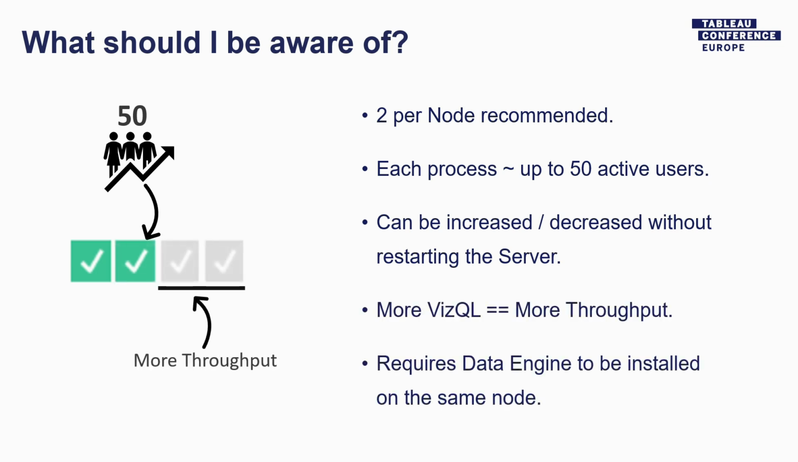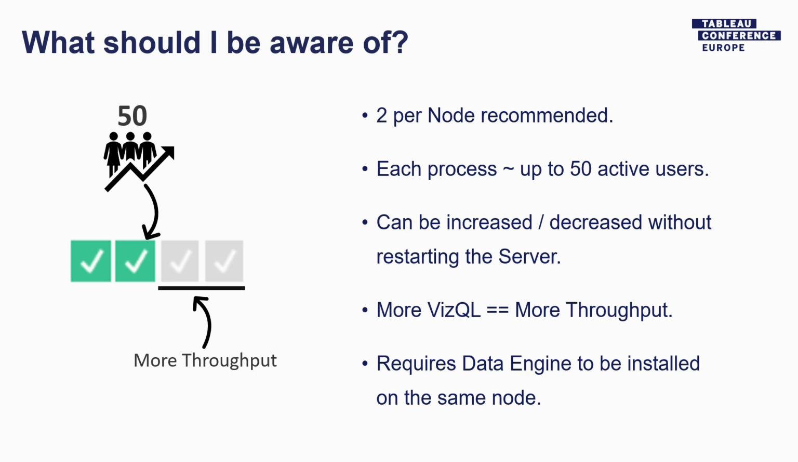There are the nodes, the things that were supposed to come up. The count of VizQL processes can be increased and decreased without having to restart Tableau Server. So if you're interested in seeing the impact of changing the number of processes, to see what more throughput would give you, you can do so by increasing the number of processes without interrupting anything else that's going on at the same time. But as I said, more VizQL processes means more throughput.